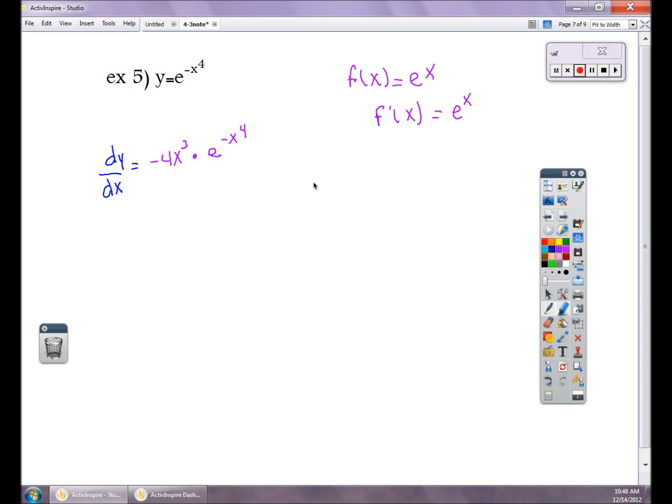Just to recap this one, derivative of negative x to the fourth, negative 4x to the third. Derivative of e to the anything, e to the anything. A function within a function, utilizing the chain rule.